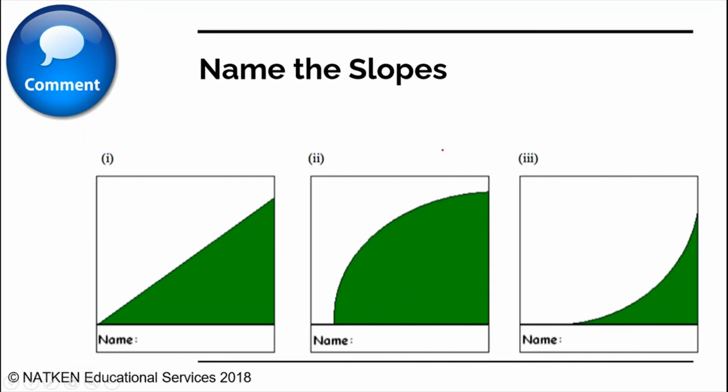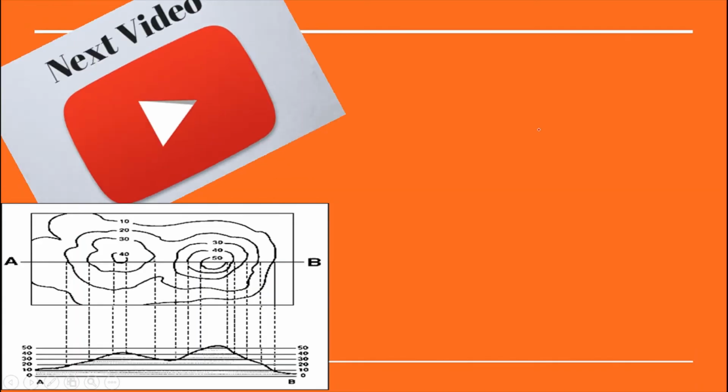Now, here's another question for you. I want you to name the slopes that we're seeing here. For this one, we can see that it gives us a straight line going up. This one, we can see a bulge in this particular slope. And this one, we can see a sink in this particular slope. So you will name them as 1, 2, and 3. You can write your answer in the comment section below. Write the answer for 1, answer for 2, as well as the answer for 3.